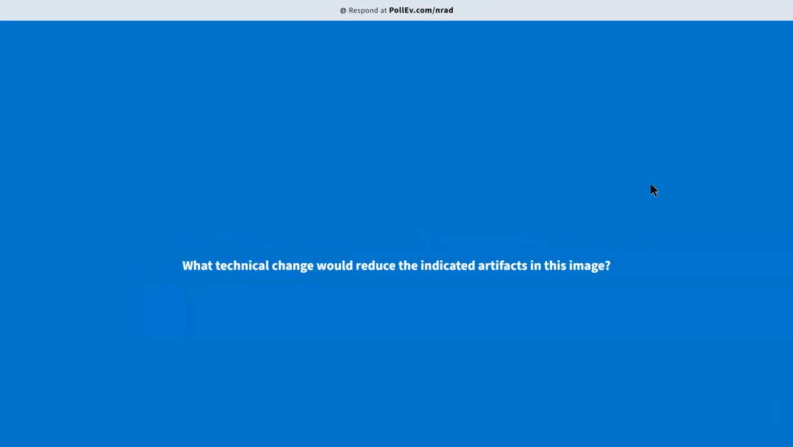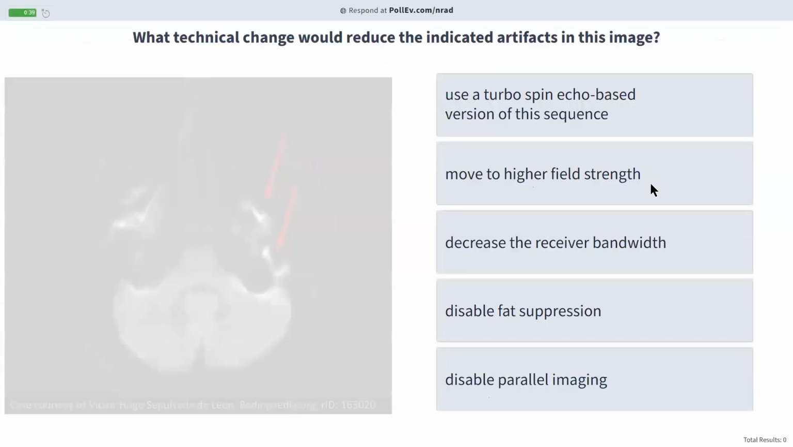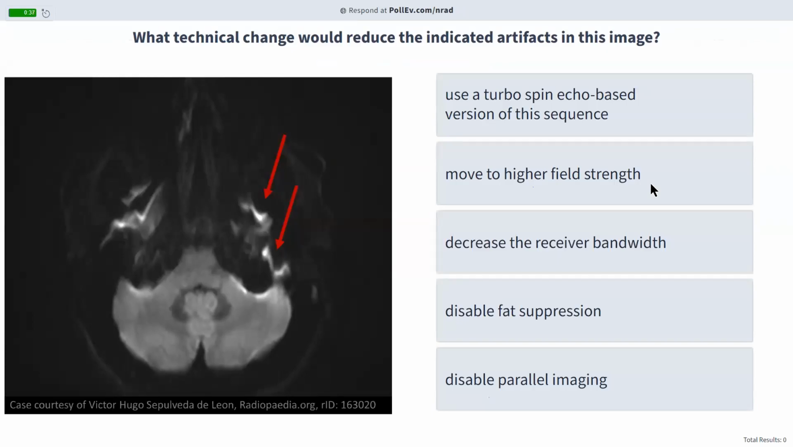Nice. What technical change would reduce the indicated artifacts in this image? So I'm mixing in some physics with this head and neck review. You have to recognize what sequence this is, what the artifacts being indicated are, and what the way to reduce these artifacts is.